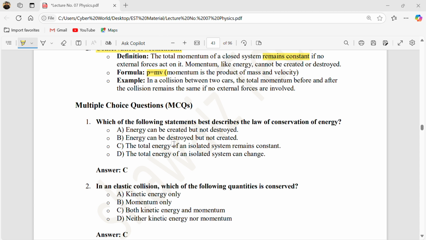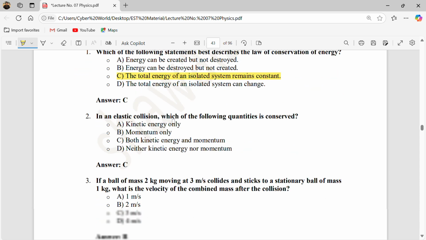Which of the following statements best describes the law of conservation of energy? Energy cannot be created nor destroyed. The first option, energy can be created but not destroyed, is wrong. Energy can be destroyed but not created is also wrong. And the total energy of an isolated system remains constant. Yes, we know that in the law of conservation the total energy must remain constant. So this one is correct.